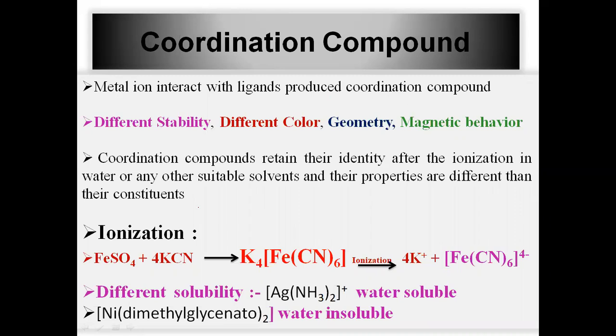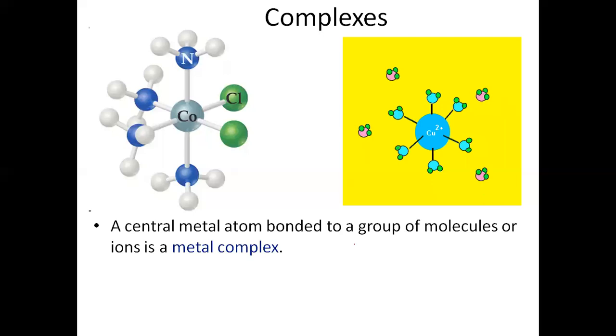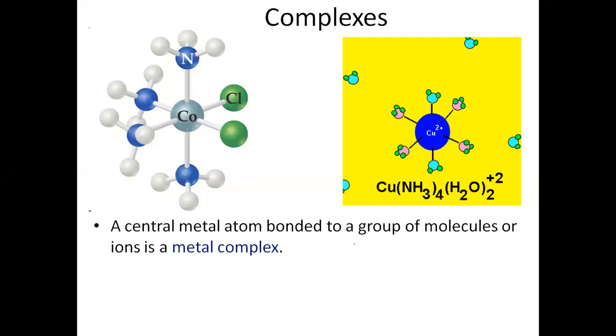There is one example we can see here. FeSO4 and KCN combine and form K4Fe(CN)6. So this will be the coordination compound. And I think we already learned all this concept in the last lecture. Also, here is a complex formation. By visualization, we can also understand how the complex is formed.